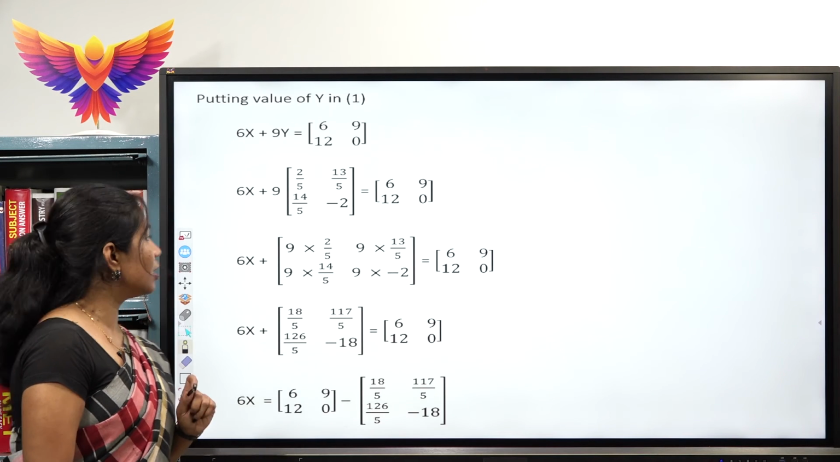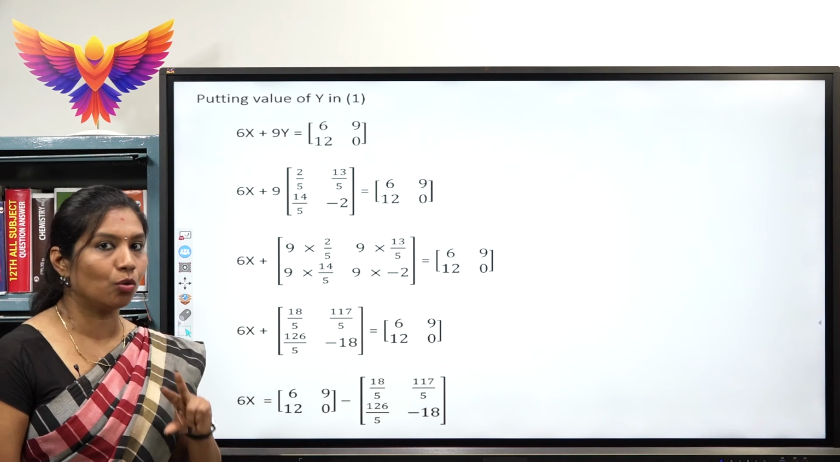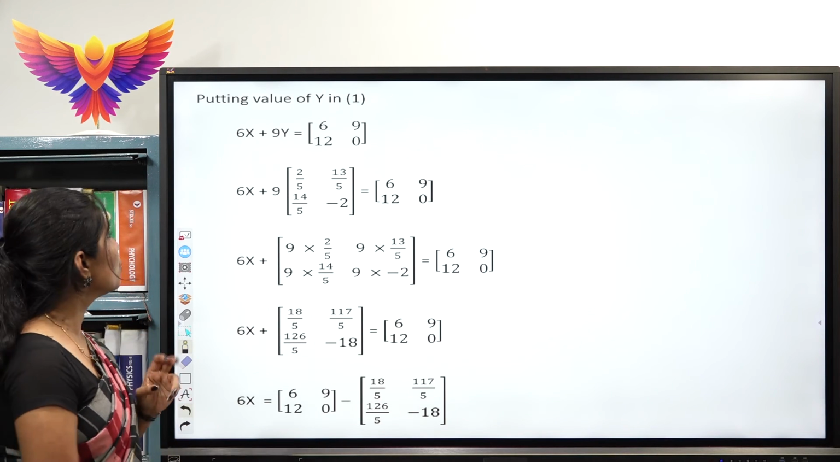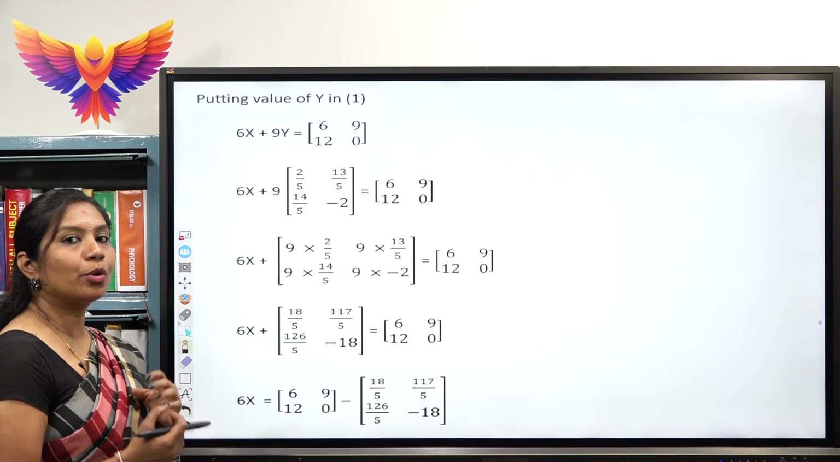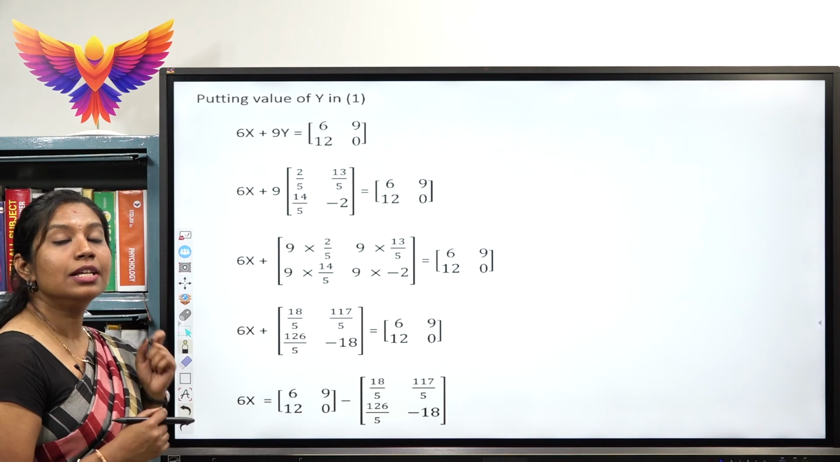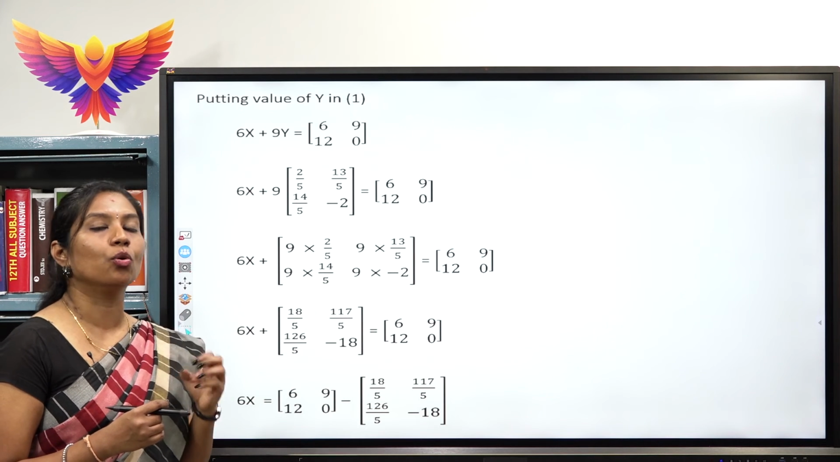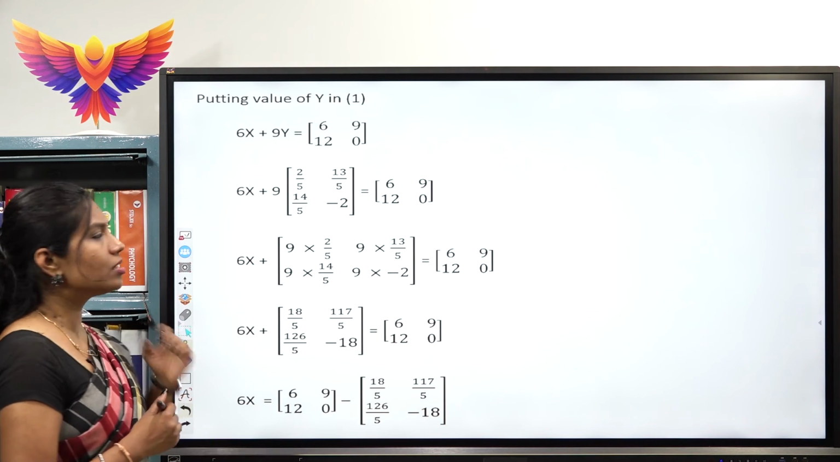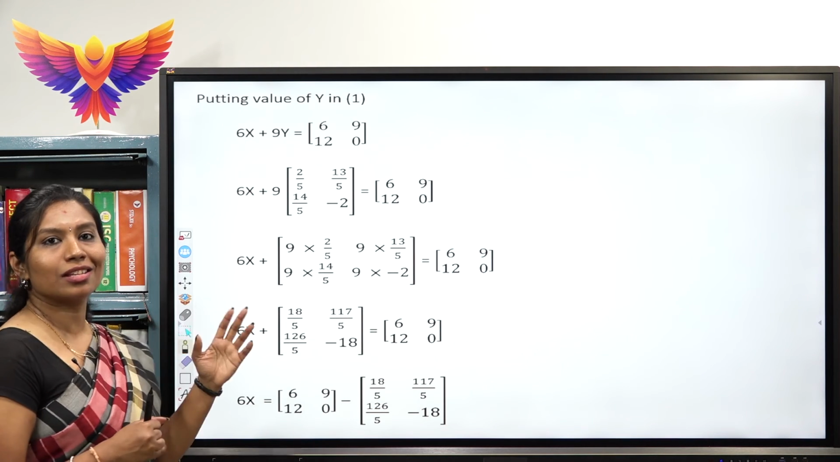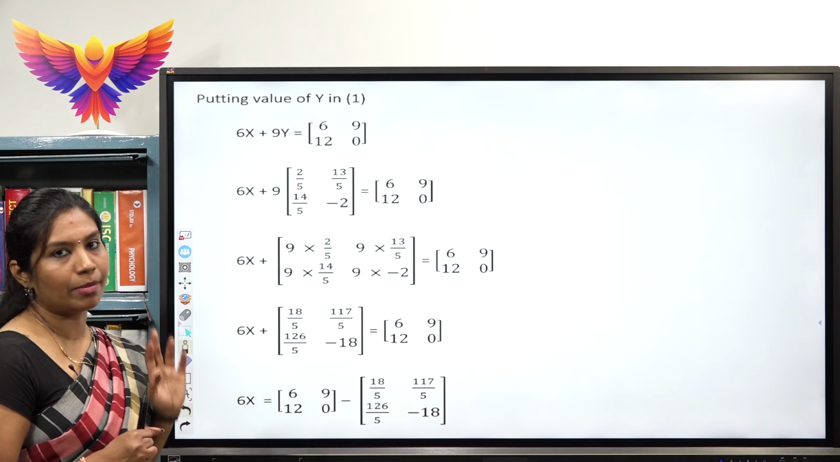Coming to the next part, it is finding out the one more unknown value, which is x here. So what are we supposed to do? We have to consider any of the equations, substitute the value of y and then find out the required unknown, that is x. So I have considered an equation here, which is 6x plus 9y is equal to the given matrix.